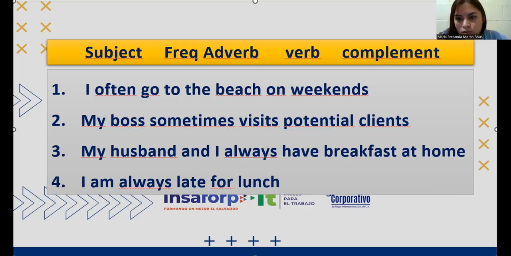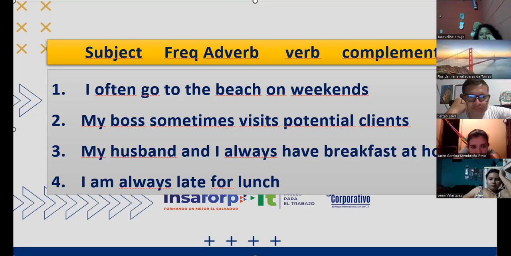My husband and I always have a breakfast at home. Okay. My husband and I always, right? Always have breakfast at home. Aquí no le ponemos a breakfast, porque no es contable, okay? En inglés esto no es contable, ¿sí? Have breakfast. Vamos a ver, number four, please.